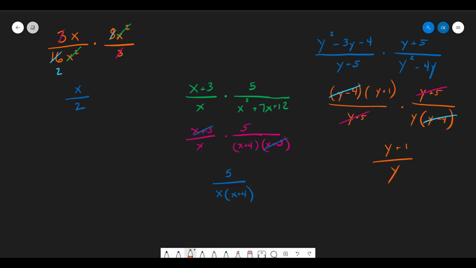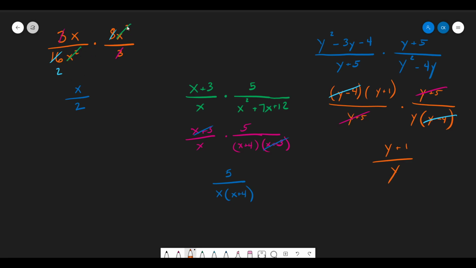Okay, so hopefully these were the answers that we got. For the first one here, we see that the 3 and the 3 can be canceled out or simplified. The 8 and the 16 would simplify. They both have a common factor of 8, so the 8 would become 1, the 16 would become 2.